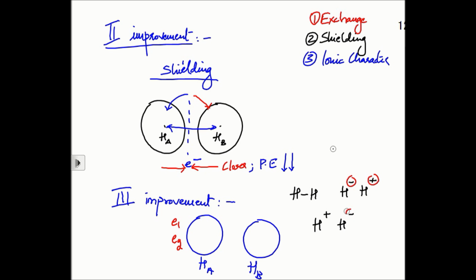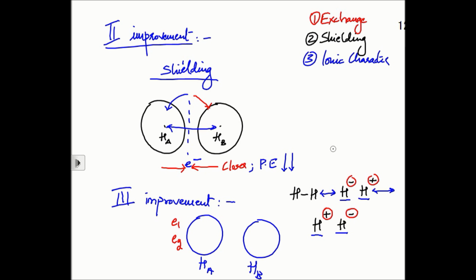Well, I can't really show a bond because now it becomes like an ionic bond, Na plus Cl minus, right? You don't draw NaCl with a line because a line indicates a covalent bond. Here they are just electrostatic interactions between H plus, which is called a proton, and H minus, which is called a hydride.